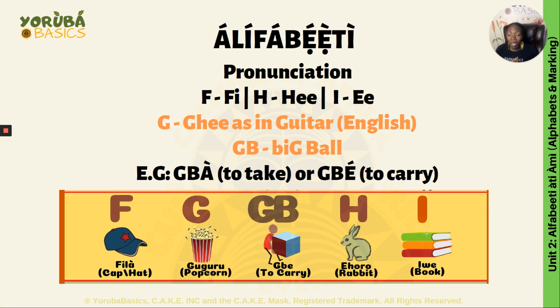We have fi, gi, bi, e, e. Okay, so the f is the fila, g for guguru, b as in b, b, b, and then he, hehoro, and then iwe, iwe. Okay, great. Don't forget what I said with the sound of the GB.